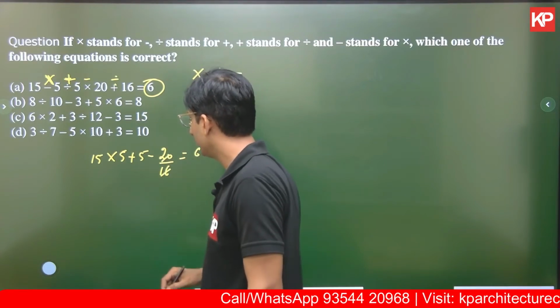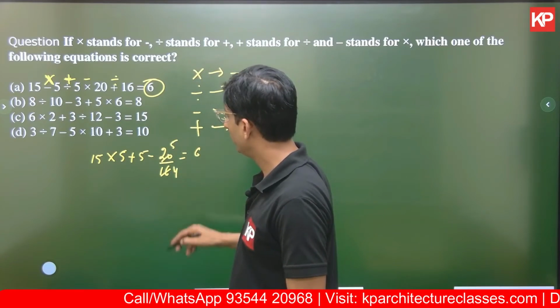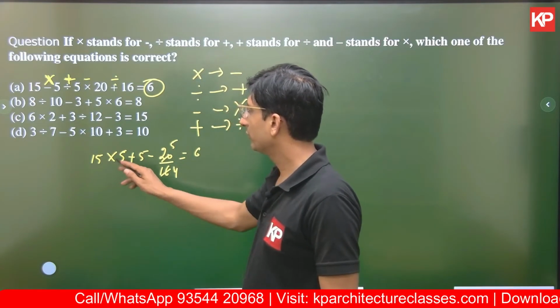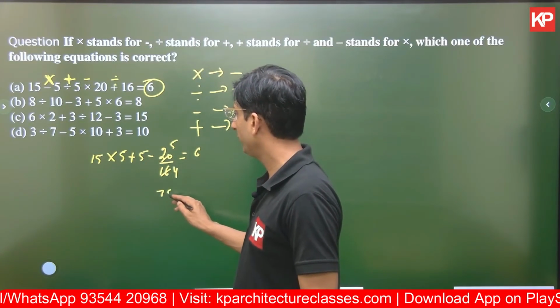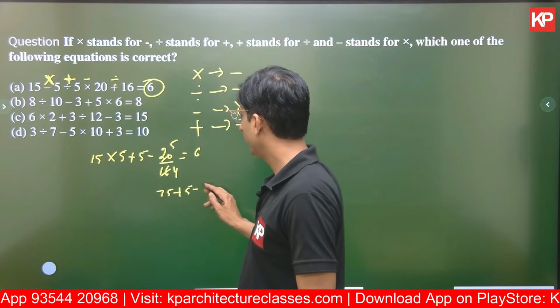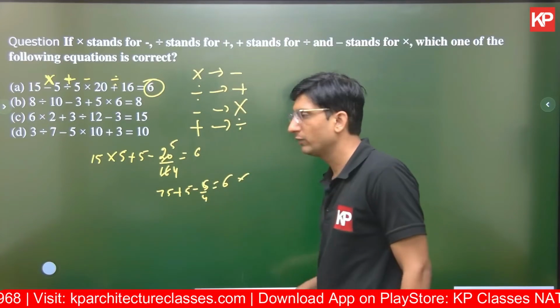So this is what I am saying. This becomes 5 by 4. Cancelling by 4, you are going to get 5 by 4 here. So this is 5 into 15 into 5, that is 75. 75 plus 5 minus 5 by 4 is equal to 6. So yes, this is not equal to 6.